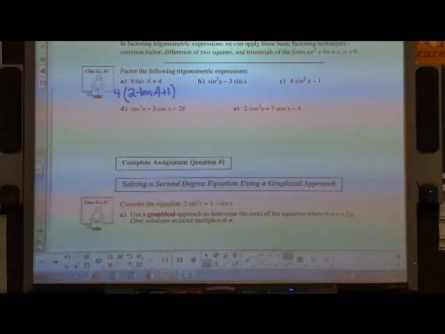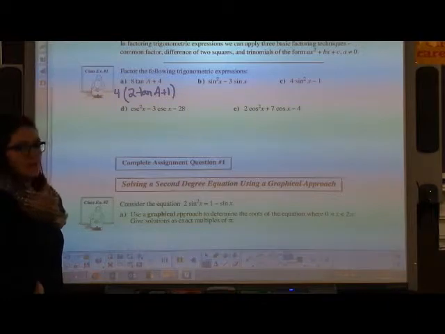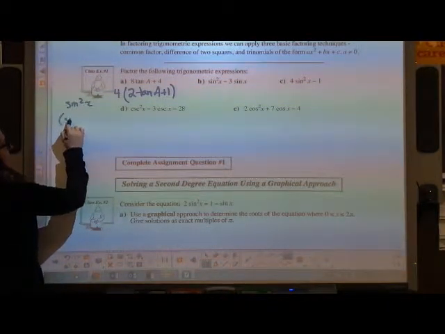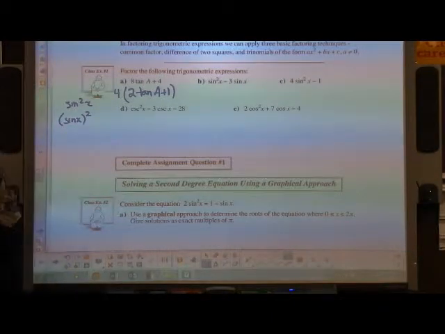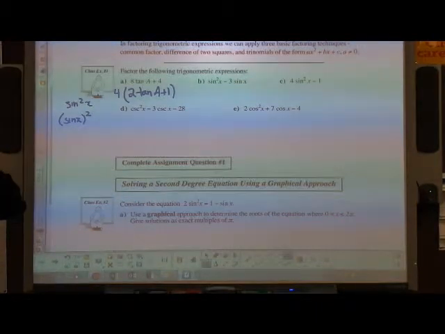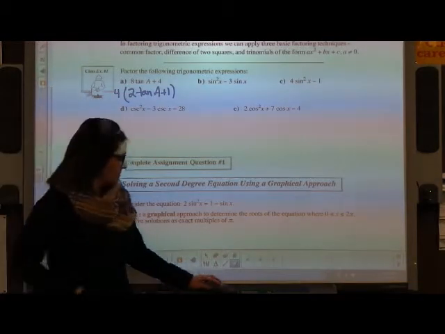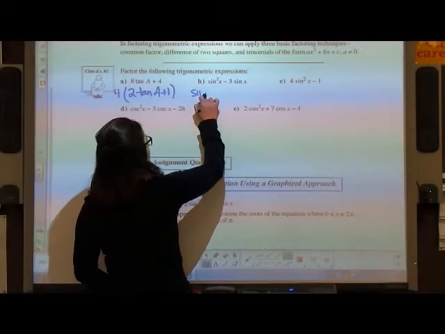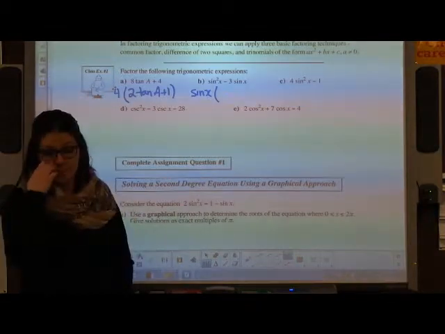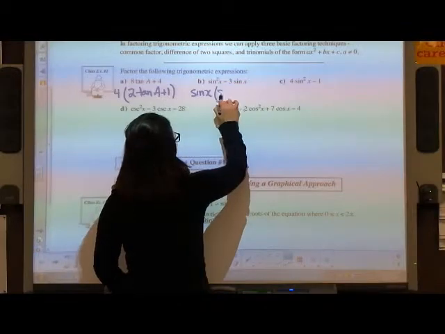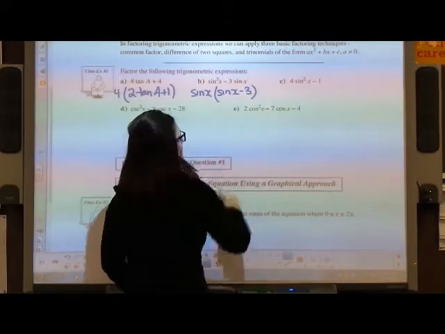Good. So if I look at B, I have sine squared x minus 3 sine x. So sine squared x is the same as sine x squared, like that. Okay, so it's the sine function that's being squared. So what is common to each term? Sine x. So if I remove a sine x, what would I be left with? Sine x minus 3.